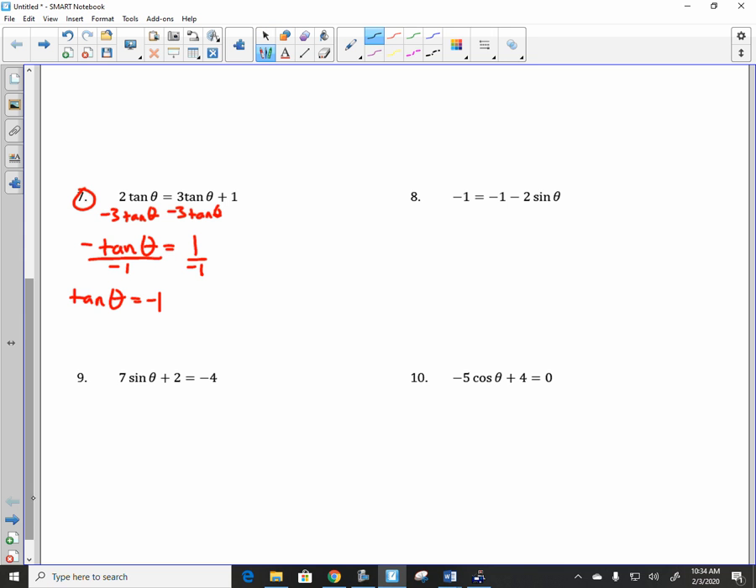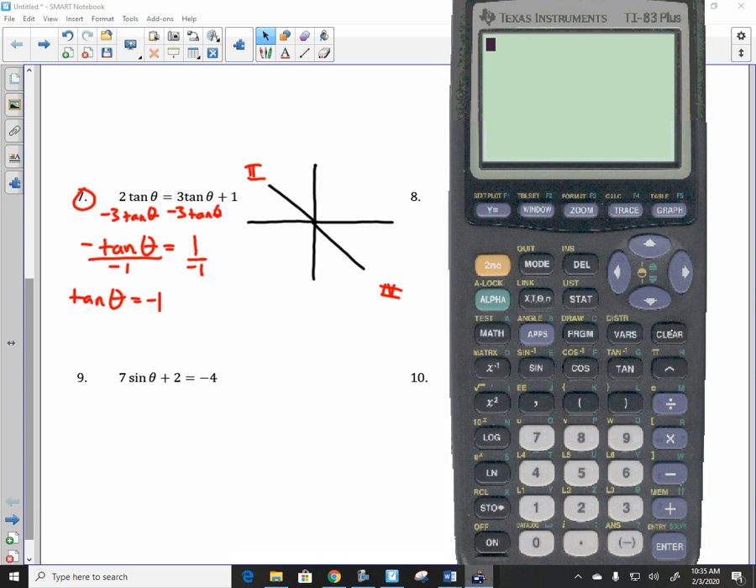At this point, I determine where is tangent positive, where is it negative. Tangent is positive in the first and the third, so it's negative in the second and the fourth. So I draw my reference angles in the second and the fourth quadrant. Go to my calculator. I inverse tangent 1. Don't include the negative. The negative is what we use to determine the quadrants. I get 45.